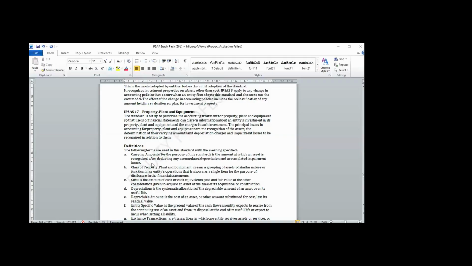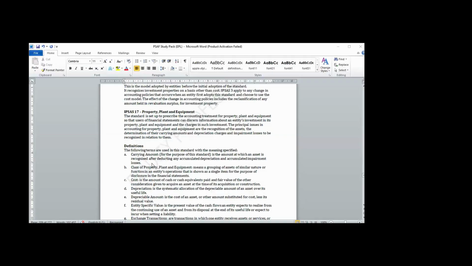Next is asset classification. These are the various ways we group similar assets together into a particular class in the statement of financial position. As far as IPSAS 17 is concerned, assets are classified into three classes: property, plant, and equipment. When it comes to properties, it refers to land and buildings. That is property. When it comes to plant, we talk of the production centers and the machineries in that area.